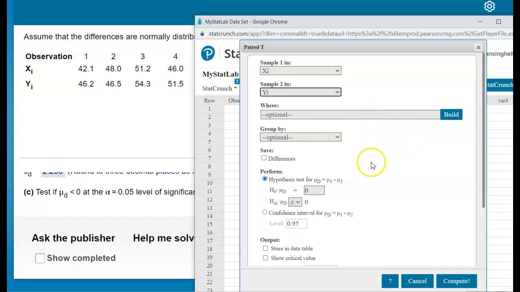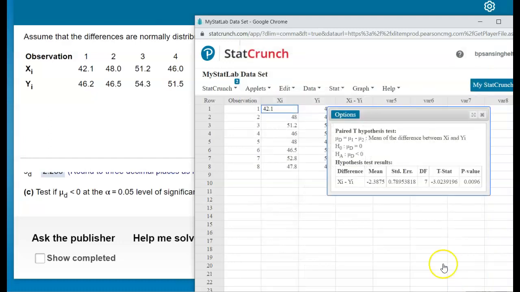And then we are doing a hypothesis test, and we're told in the problem we're looking to see if the difference is less than 0. The null is always that it's going to equal 0, and then our options for the differences are not equal to 0, less than 0, or greater than 0, so less than 0 for this problem. We just hit Compute, and that gives us the p-value for this specific test.